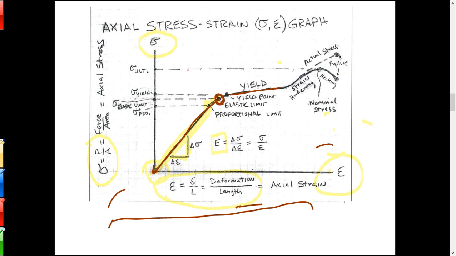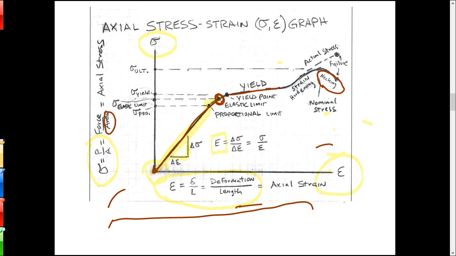Now, the other thing here is after the strain hardening, the material will do something called necking, where it'll get quite a bit thinner in one location where it's going to fail. Now, that makes calculating this graph pretty difficult because you've got a changing cross-sectional area, which is used to calculate the stress.